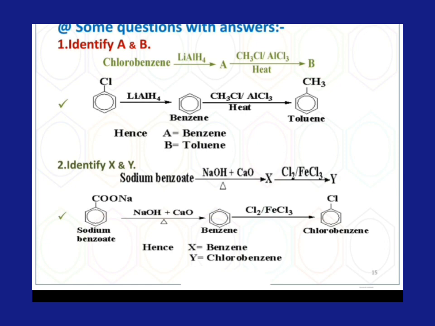Sodium benzoate with heat and NaOH plus CO goes to product X, and in the presence of Cl2 and FeCl3 goes to product Y. First of all, you know the molecular formula and structure of sodium benzoate. In the benzene structure, on one side COONa is attached, which is known as sodium benzoate. In the presence of NaOH plus CO with heat, we get benzene. When we get benzene, with chlorine plus FeCl3, we get chlorobenzene. Easy.